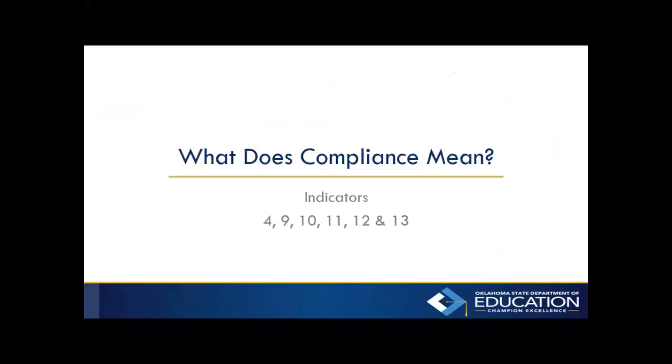Okay, so we're moving on. This is Ginger, and we're going to talk about what compliance means for the various indicators. These indicators are directly listed in your DDP. So if you need more information, you can check your DDP and your determination, what your status is on each of those, and what your rate of achievement was for 11, 12, and 13.